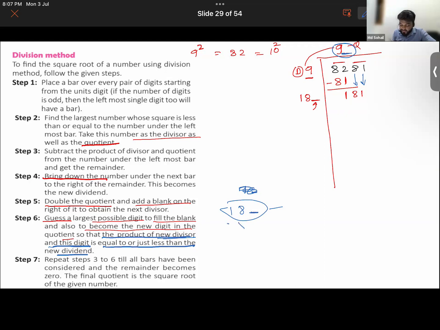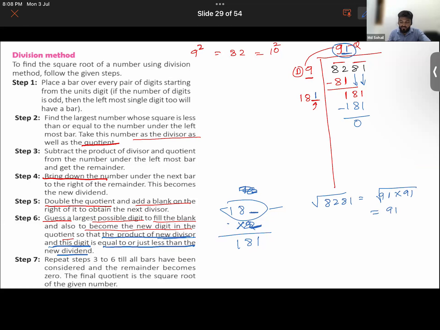Meaning, if you multiply it with this number, it should be equal to 181 or less than 181. So if you see, we place 1 over here, so it will give 181, right? 181 multiplied by 1 gives you 181, and the remainder is 0 here. Hence, what is the square root of the given number? 91. Ahmed, did you get this one? Yes, sir, I have even taken a screenshot of it.